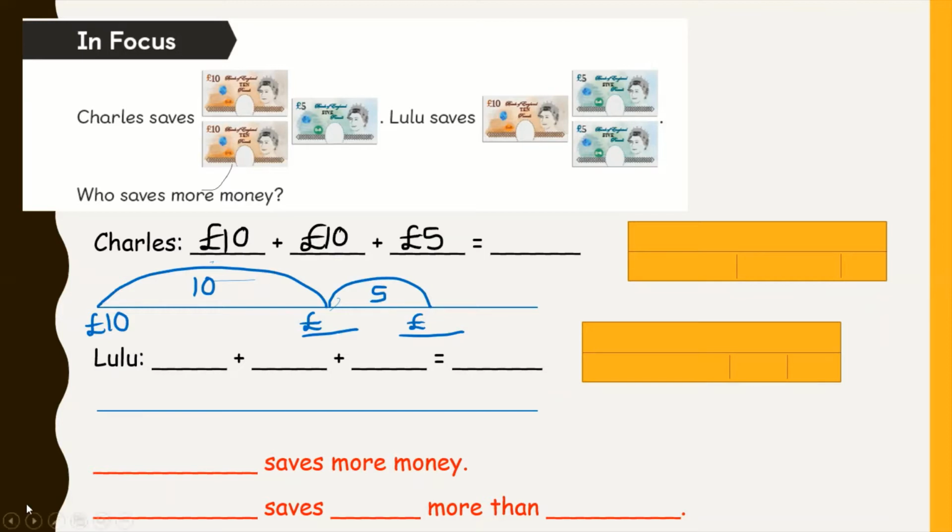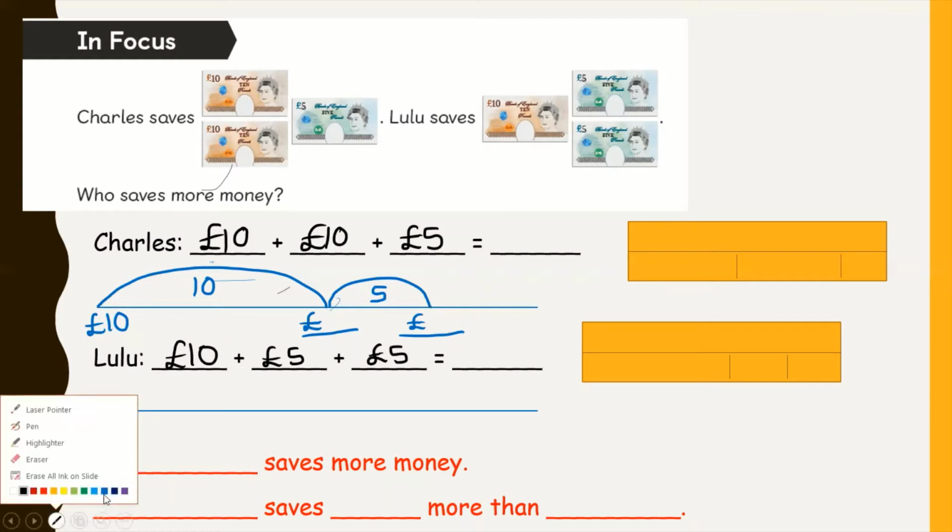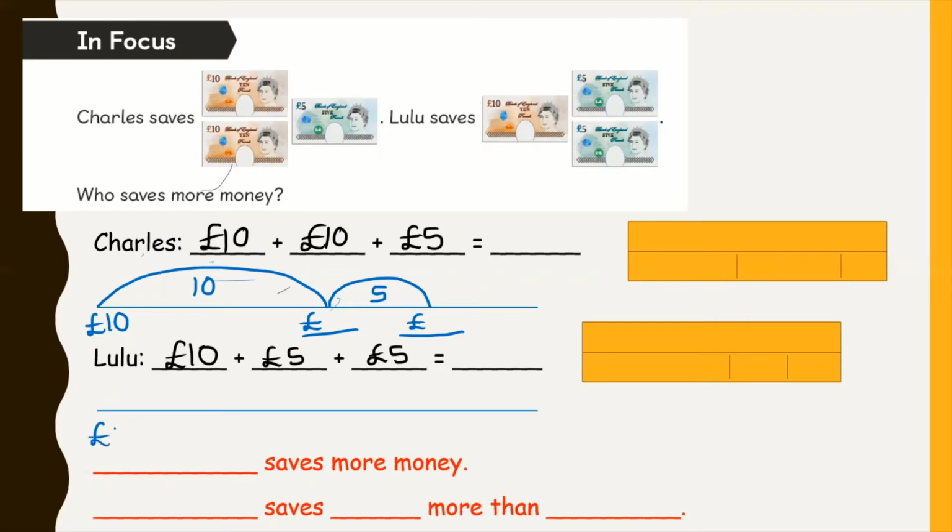Looking at Lulu now, she also has 3 notes, but they're of slightly different values. They are 10 pounds, 10 pounds, add 5 pounds, add 5 pounds. So when we look at her number line, it will look similar but slightly different. So we're still starting with the biggest value of 10 pounds. But then we're adding the smaller value of 5 to take us to here, and then another 5 to give us Lulu's total.